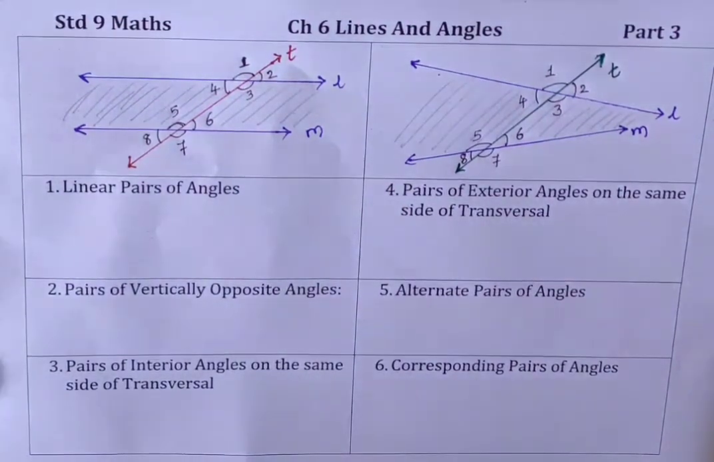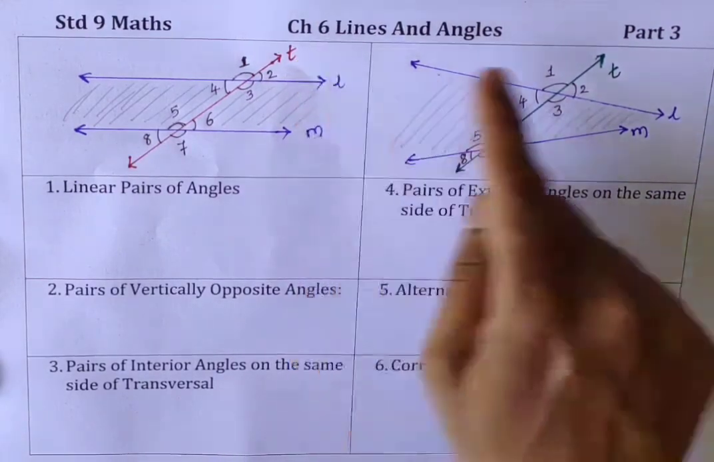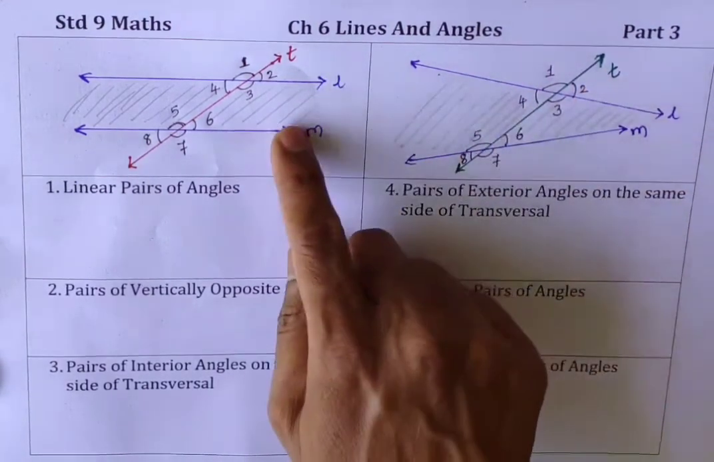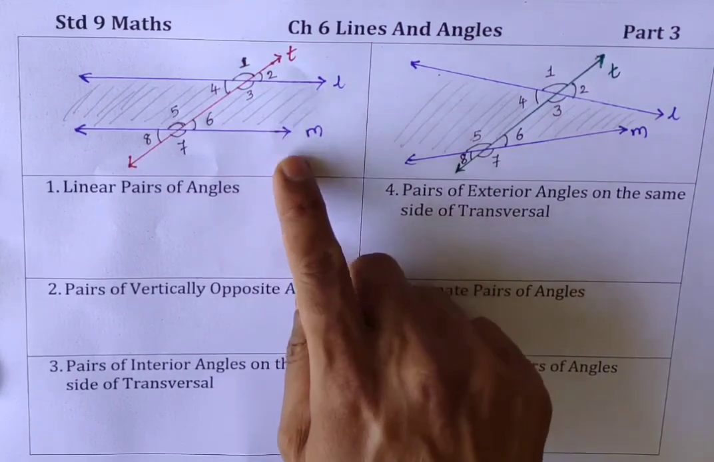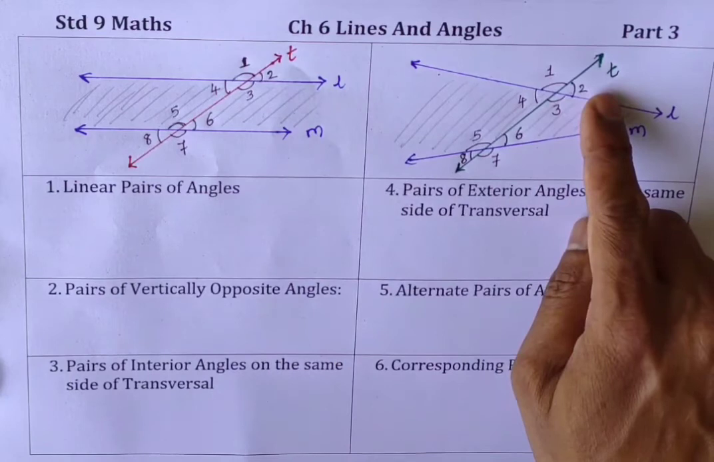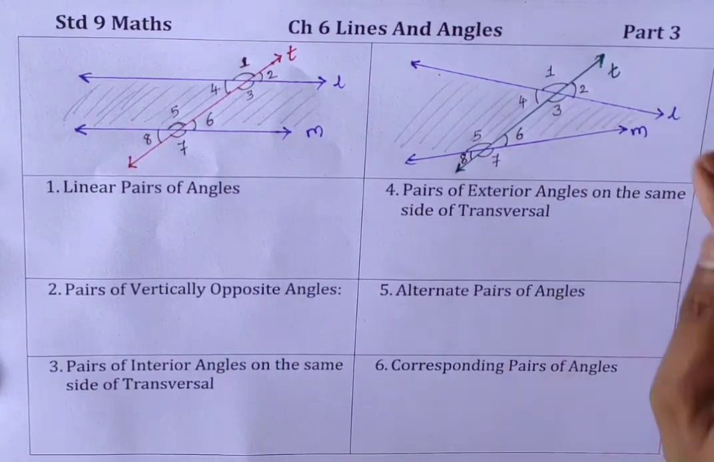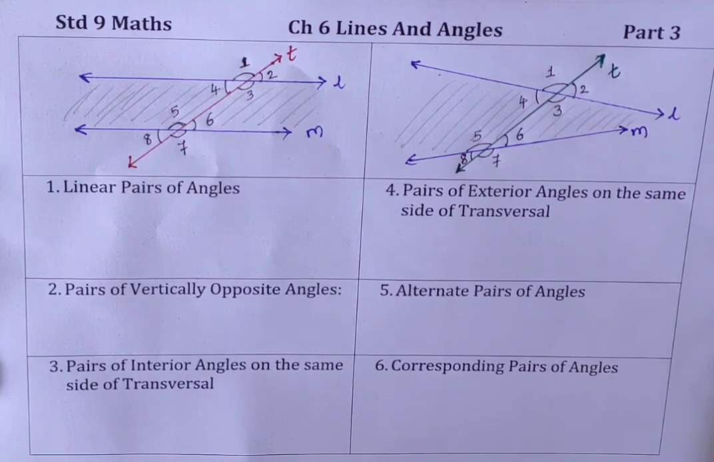So quite few things we learned today, correct? In both the figures, you will see transversal. The red line T is transversal of parallel lines L and M. Green line T is transversal of non-parallel, or you can say intersecting lines L and M.